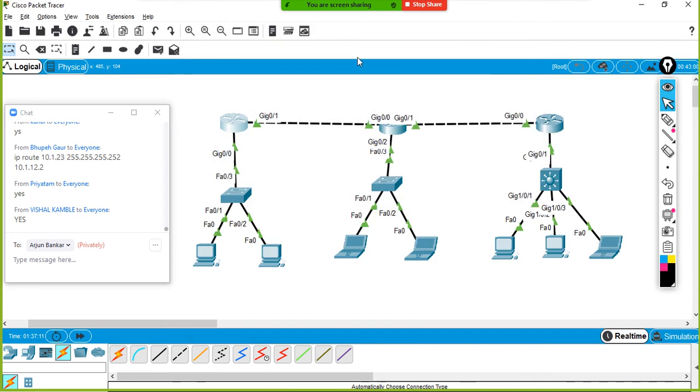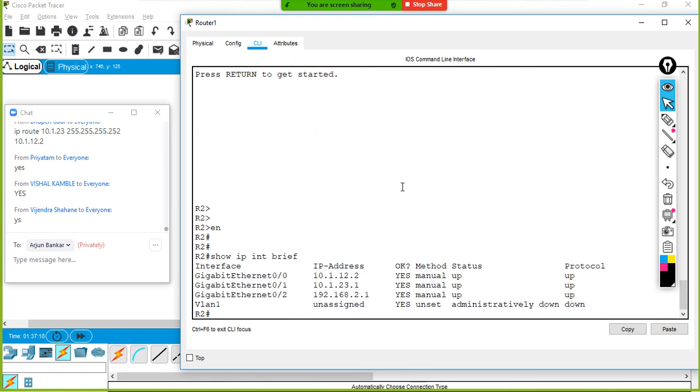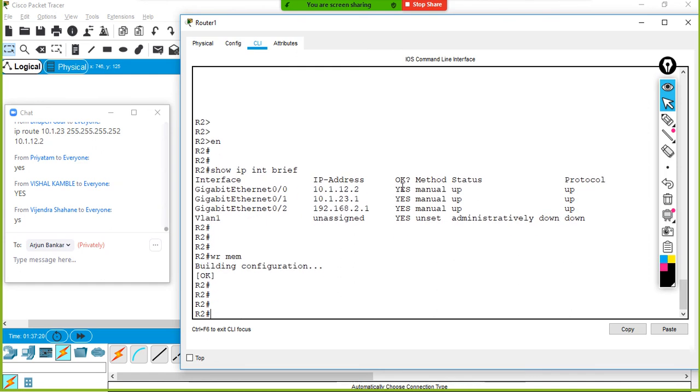Now let's go to router 2. Help me out. In router 2, show IP interface brief. Yeah. Help me out, guys. Now we need to check the routing table. What's the command you are going to use to see the routing table? First of all, you need to know the known networks, right? Then after that, you are going to write the routes for unknown networks. Right, Kunal? What's the command to see the routing table?